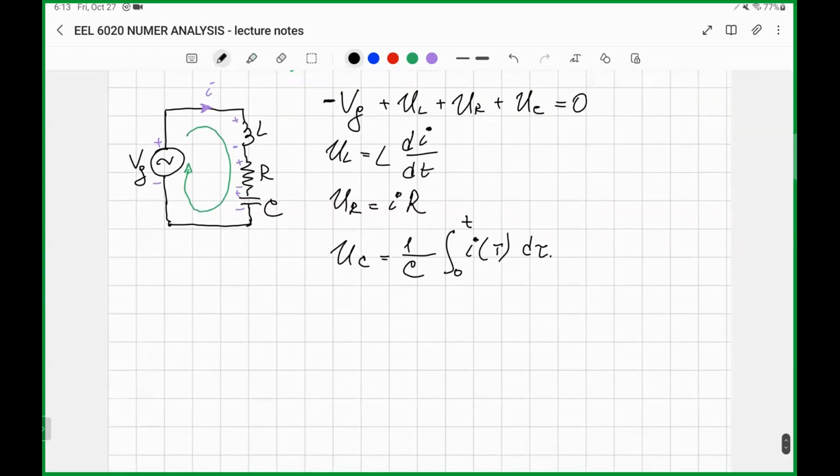Okay, so I isolate the voltage generator on the left and move everything to the right. And it's going to be: voltage generator is equal to IR for the resistor, plus L di/dt for the inductor, plus 1/C integral from 0 to t of I dτ for the capacitor.